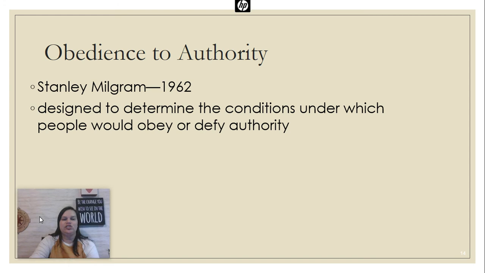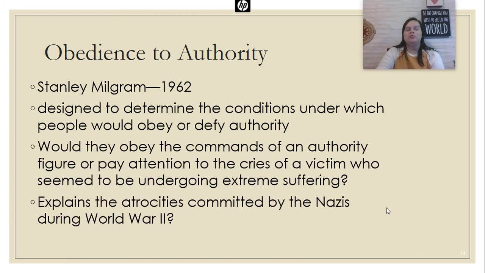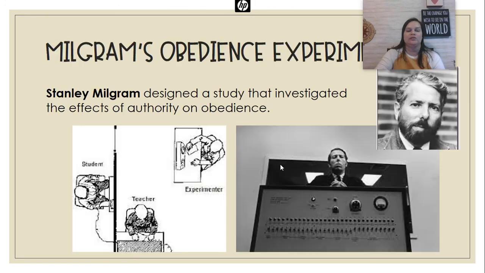This was in 1962. He wanted to see what conditions there were. They had multiple participants come in, and one at a time, they'd be in a group of three, and they would draw a slip of paper saying whether they were a student or a teacher in the experiment. What they didn't know is that it was rigged so that the participant would end up being the teacher, and somebody else who was in on the study would be the student. And the experimenter was somebody else who was part of the study.